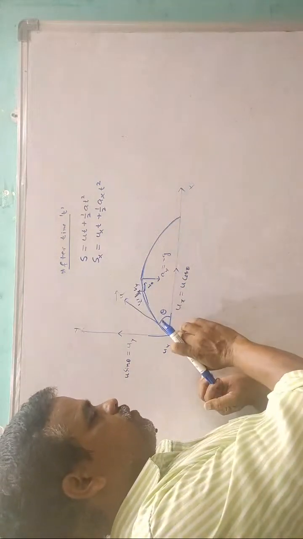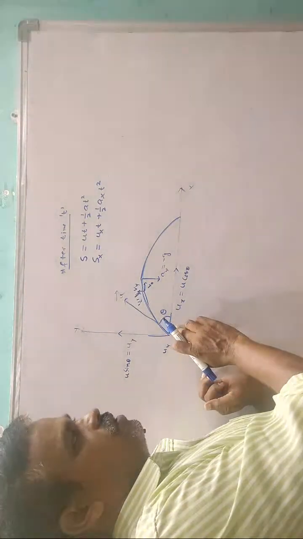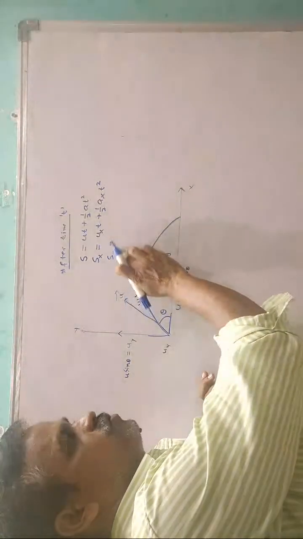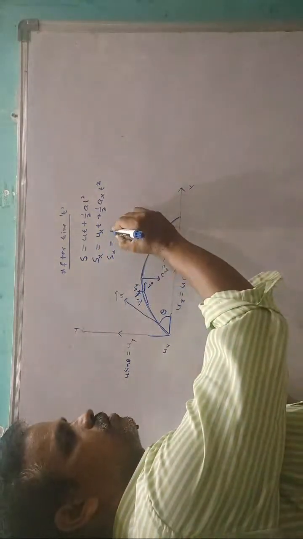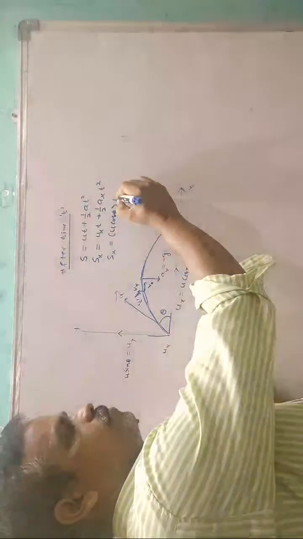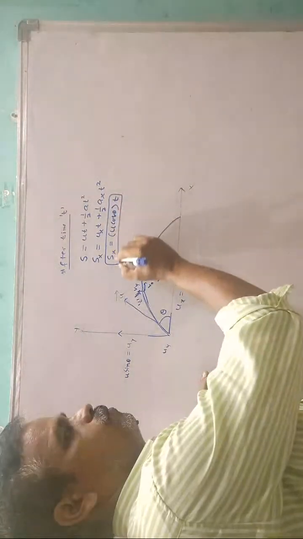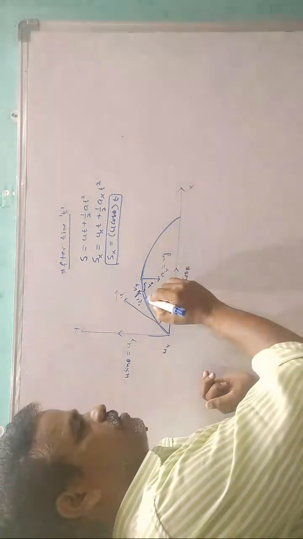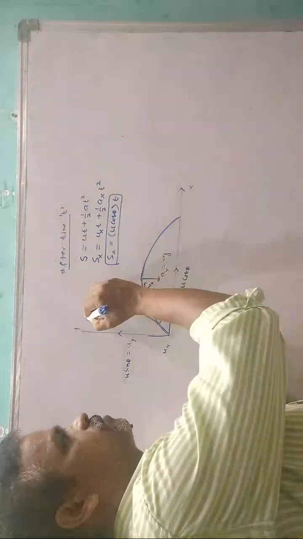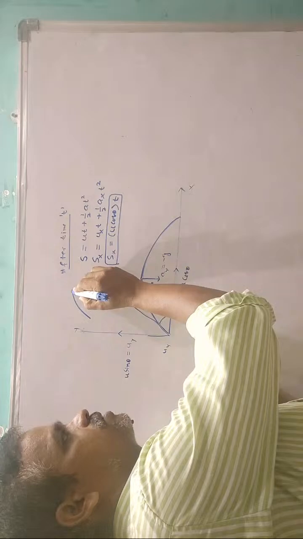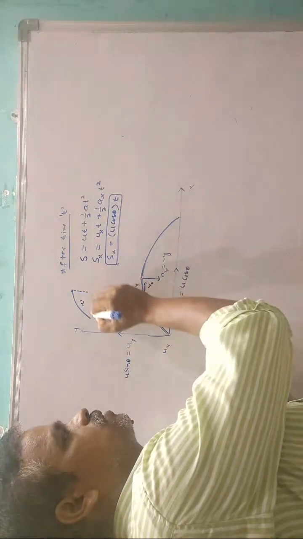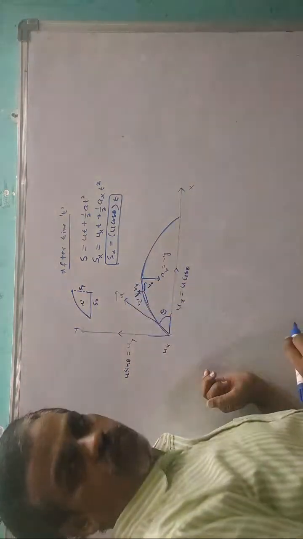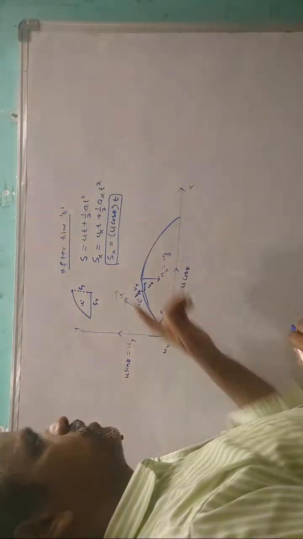See the displacement covered by the obliquely projected body. What is the displacement? For that, we can get it like this. Displacement along the x-axis: ux is nothing but u cos theta, so this will become u cos theta into t. This is the time t. For example, the body is here, and after time t the body has gone to here. So this horizontal displacement will become sx.